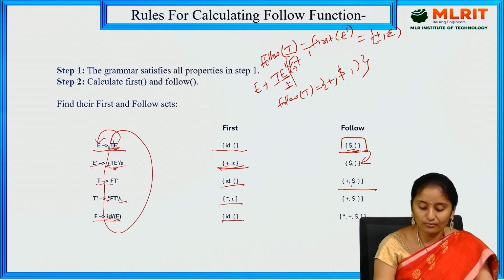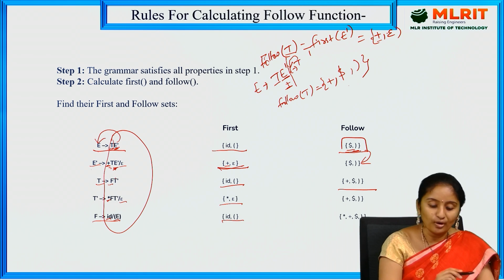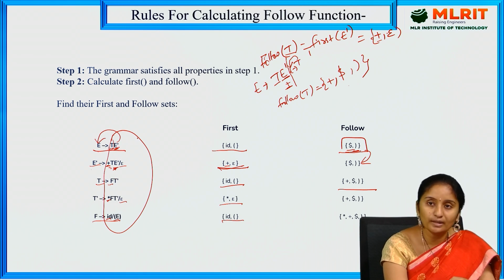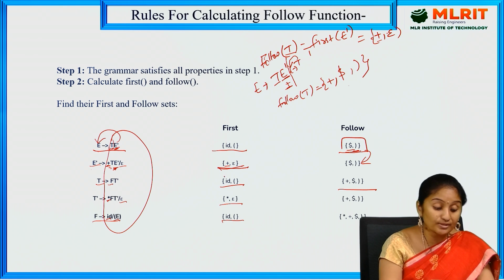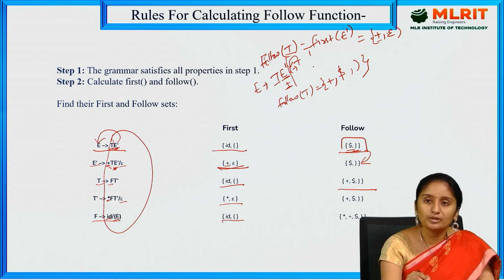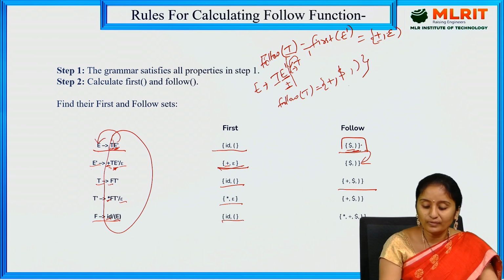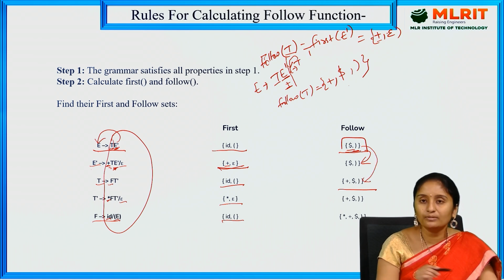So this is follow of T. Follow of T is nothing but, T is followed by E dash. E dash is a non-terminal, so we go for the first of E dash. First of E dash I have plus, comma, epsilon. Just directly substitute plus and epsilon. Epsilon is nothing but empty, so nothing is there after it. So directly it goes for follow of E. Follow of E is copied over here.